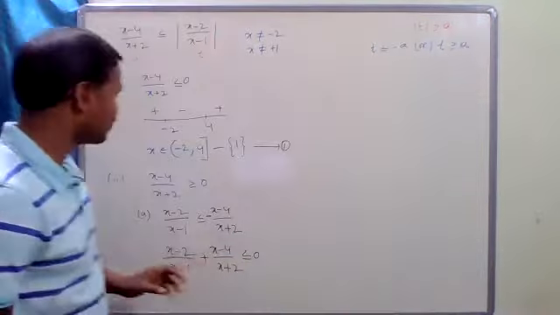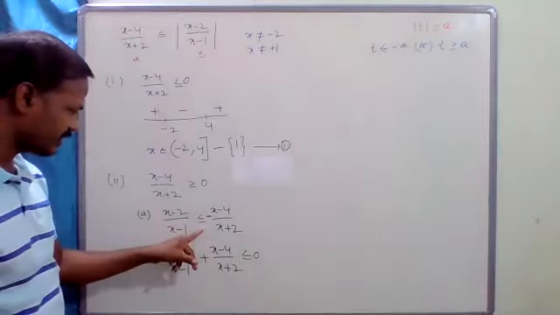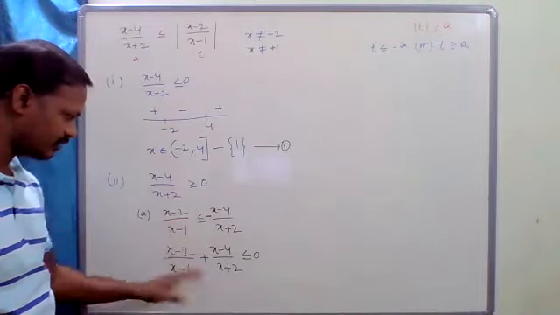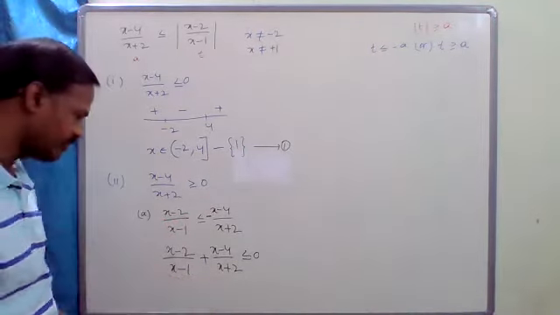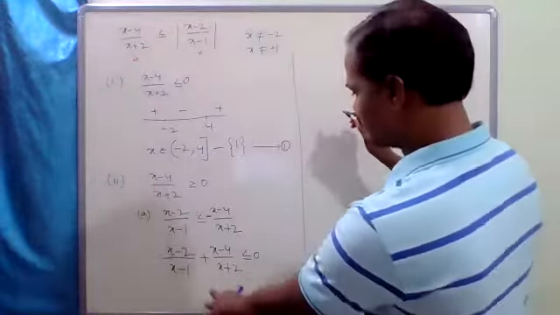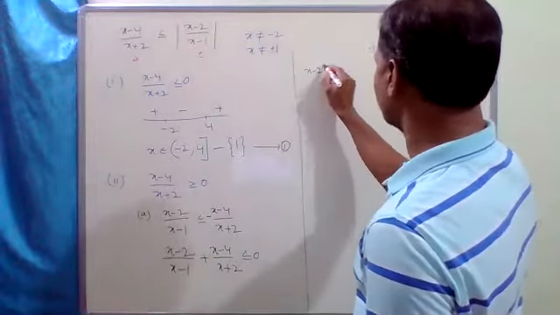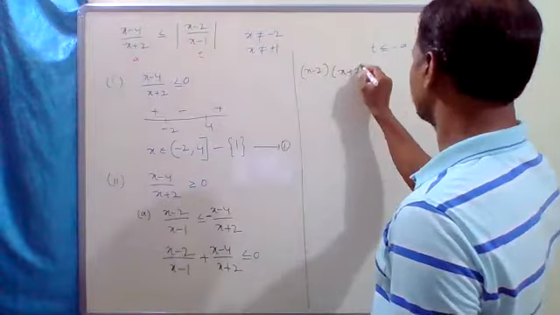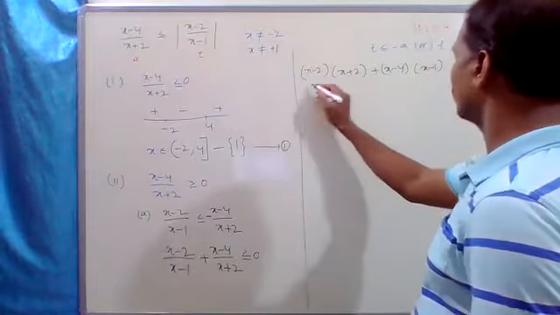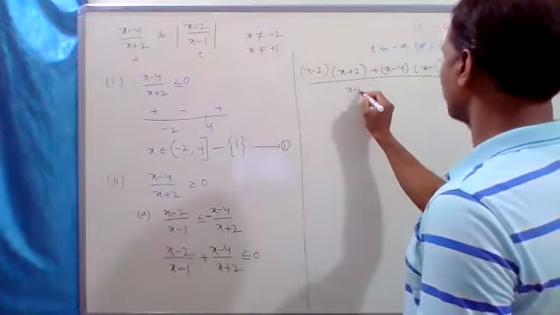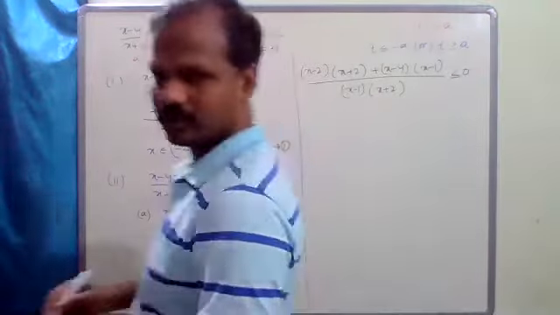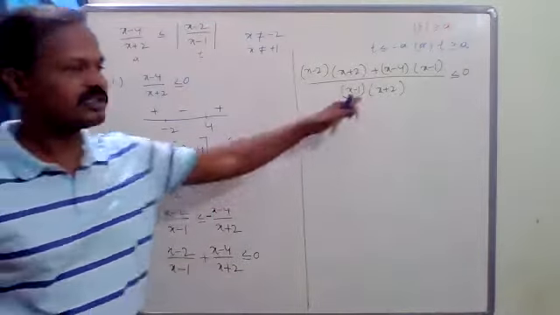t less than or equal to minus a. Our t is this one, less than or equal to minus a, and a is this one. So take this to the left side, you will get this relation. Simplify this. So now this is (x minus 2) into (x plus 2) plus (x minus 4) into (x minus 1), whole by (x minus 1) into (x plus 2), less than or equal to 0. Is it okay? LCM and simplify.